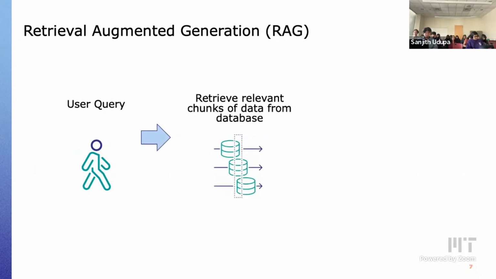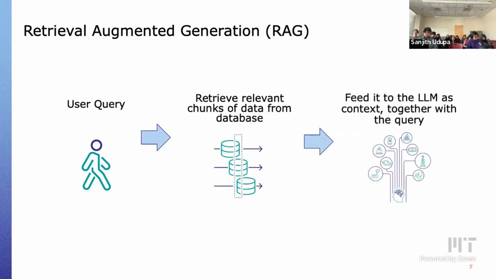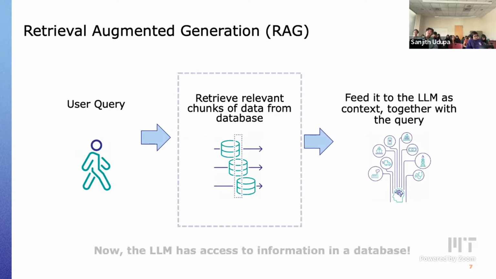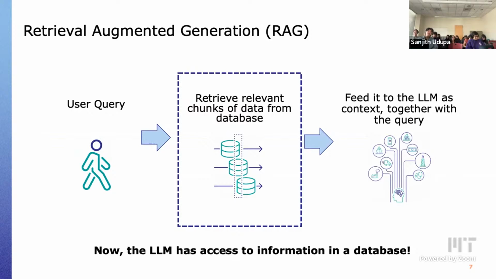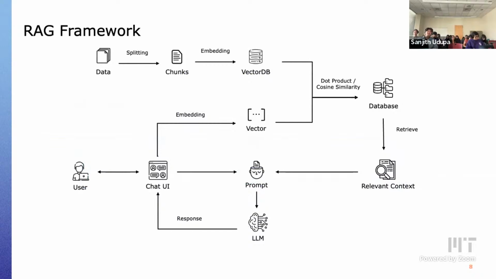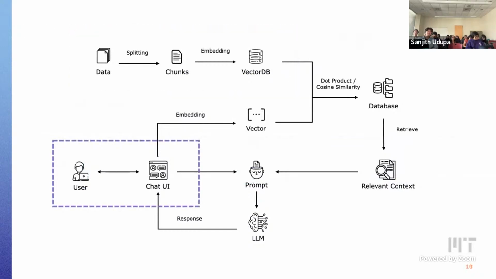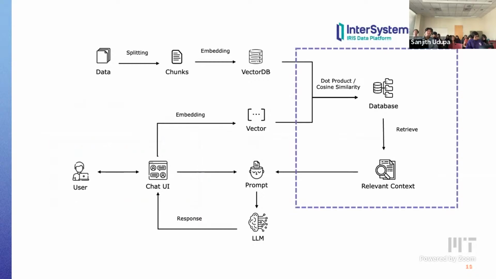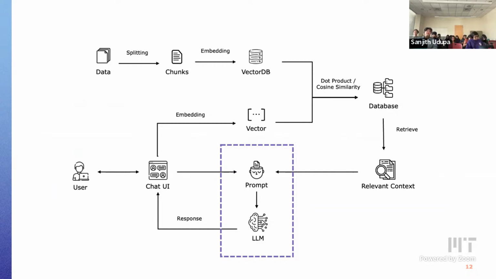So it's super simple. You have a query, you retrieve relevant chunks of data from the database, and you feed it to a large language model context with the query. And now the LLM has access to all the information in that database. So again, just for reference, a user gives a question to the chat UI, you do the similarity search, and then you just push it back to the large language model. And this is going to be your retrieval augmented generation pattern that honestly most companies or products are using today.